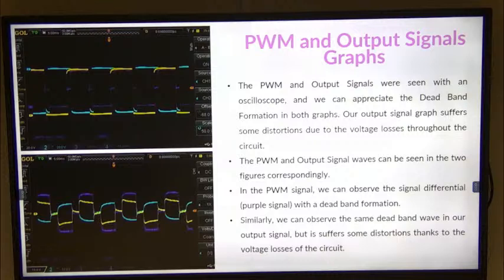Something important to note here is that the purple or pink wave is the differential between the 2 measurements that were taken, the positive and the negative side, and then you get the actual deadband, which is the purple one. We can appreciate the first positive semi-cycle, then a period where it is 0, and then the negative semi-cycle. There we can conclude that we got the desired deadband wave output that we wanted.